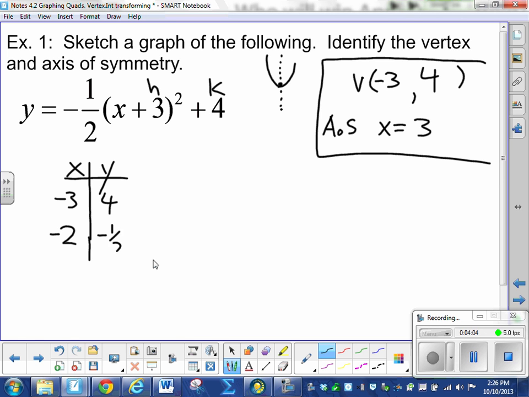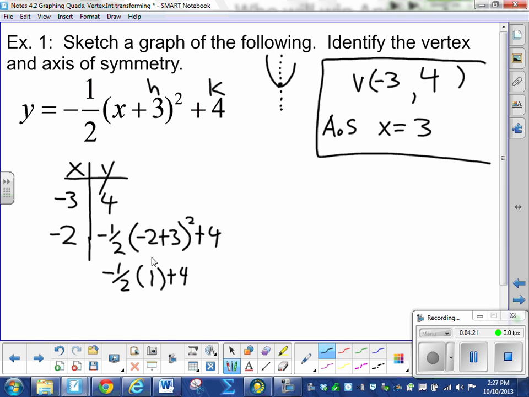So it's negative 1/2 times negative 2 plus 3, you square that, plus 4. Negative 2 plus 3 is a 1. You square it, you get a 1. So negative 1/2 of 1 plus 4.